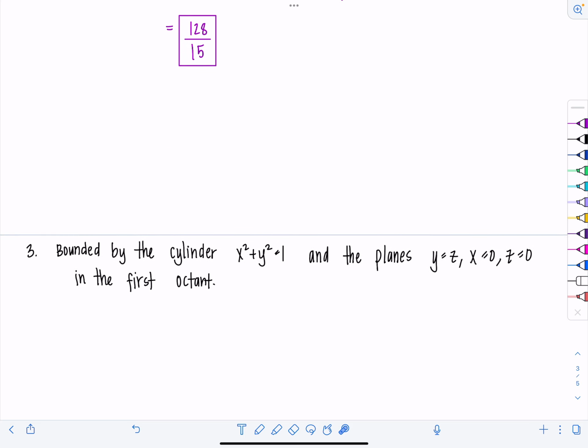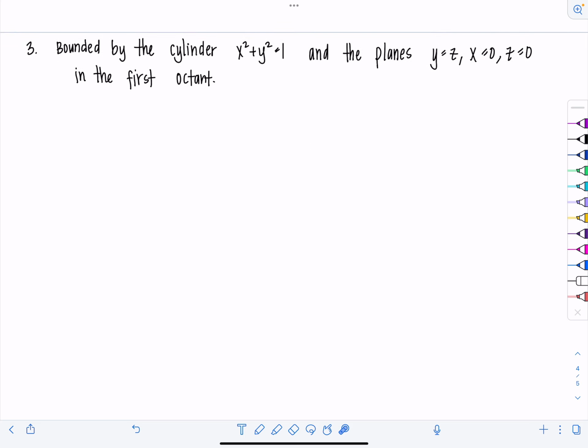And here we go. So find the volume of the solid that's bounded by the cylinder x squared plus y squared equals 1. This time it actually will look like a cylinder. And the planes y equals z, x equals 0, z equals 0, and we're only in the first octant. All right, here we go.